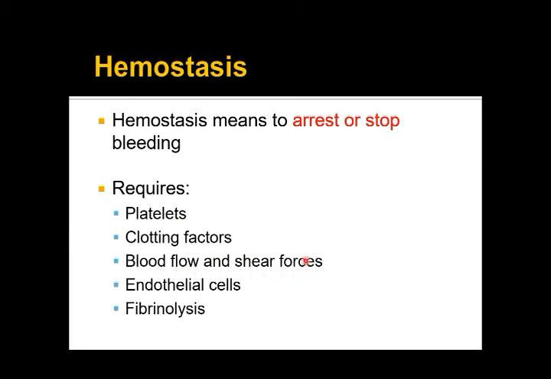And shear forces, the forces that may have injured that blood vessel to begin with, also help to initiate and start the hemostasis pathway and the coagulation pathway. So we'll look at that process as well coming up. And obviously we need endothelial cells because damage or injury to endothelial cells will initiate the formation of a blood clot and hemostasis. And then finally, we need a way for the blood clot or that platelet plug that forms to be broken down. And we call that process fibrinolysis.